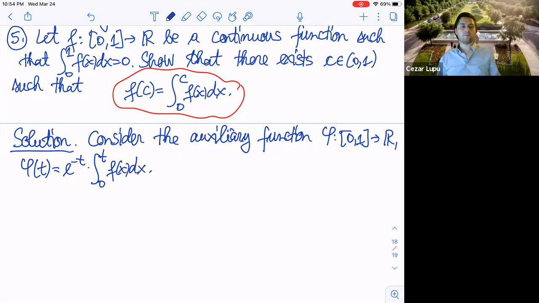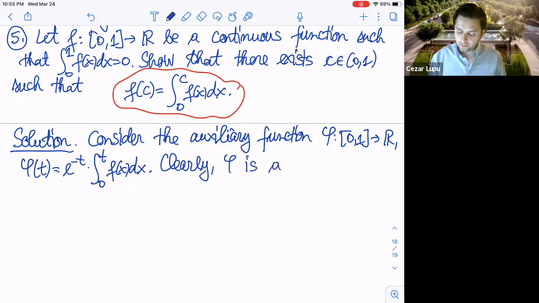So we have this function, right? As you can see, the function looks nice. You see that you have that e to the negative t there, that integrating factor, if you want to call it like this. And clearly this is a differentiable function. So clearly phi is a differentiable function.